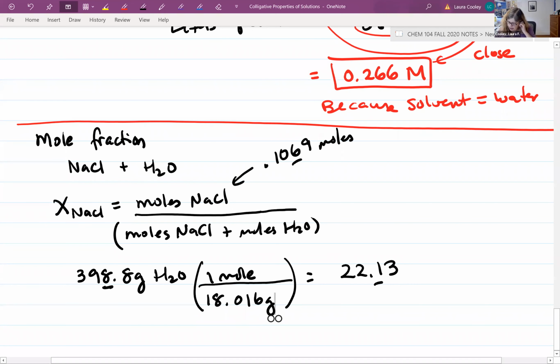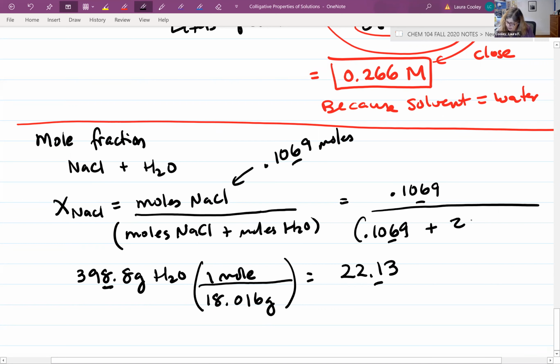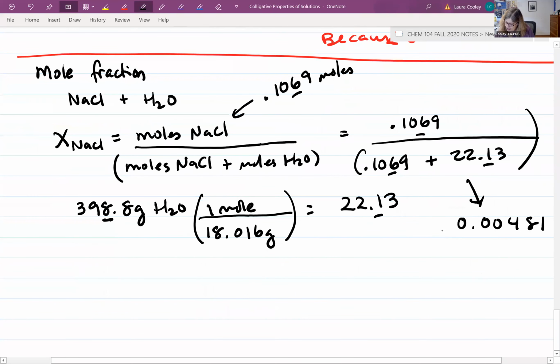And so now if I take 0.1069 divided by this, you can see this is totally dominated by the water. Okay, so this comes out to 0.00481. Okay, and that is the mole fraction of NaCl.